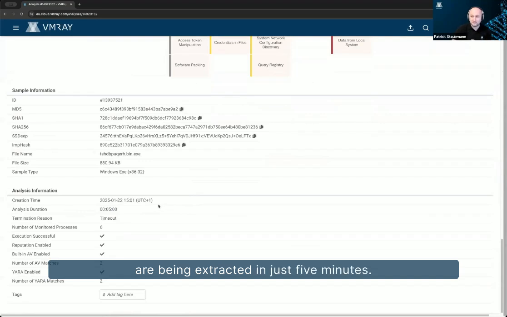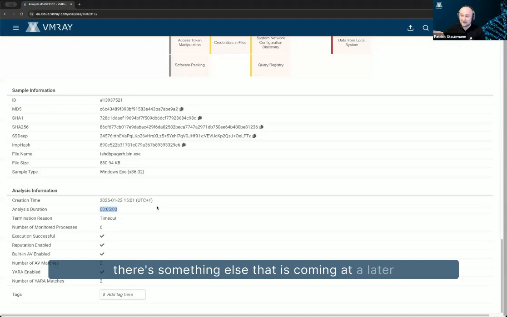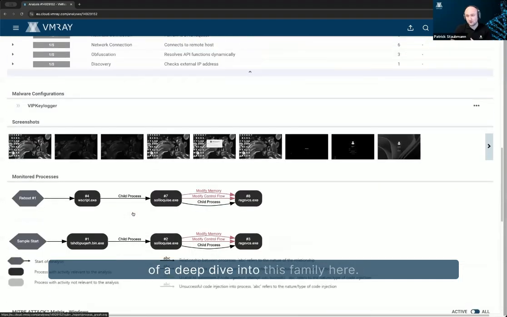All of those details in this case have been extracted in just 5 minutes. Well, 5 minutes is not the default value here. Usually we capture everything in the default analysis timeout of 2 minutes, but of course that depends a bit. Usually everything that you want to have is there in 2 minutes. But if you want to go deeper into an analysis report, if you maybe want to observe if something else is coming at a later point of execution, you can just increase the analysis timeout during the submission. In this case, we've selected 5 minutes because we want to do a bit of a deep dive into this family.